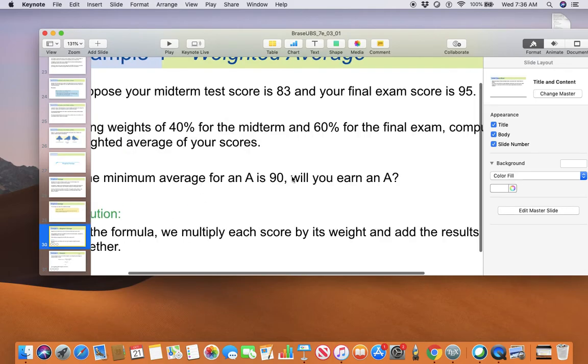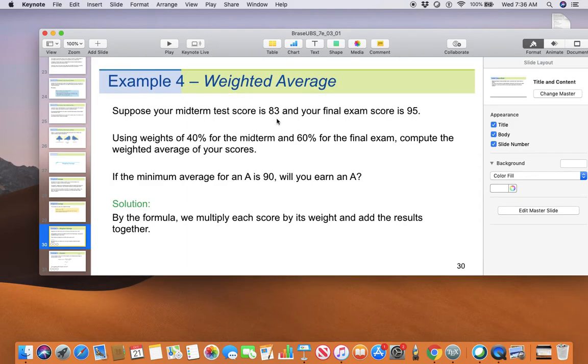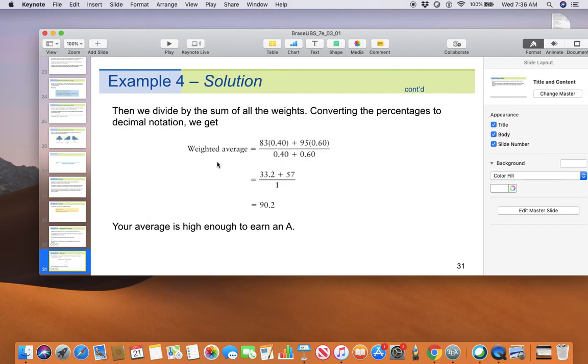So let's look at a concrete example. Your midterm is 83, final exam is 95. Now remember, midterm the weight was 40%, final the weight is 60%. So minimum average for an A is 90. Will you get an A? So look, final you got 95, midterm you got 83. So now let's compute the weighted average.